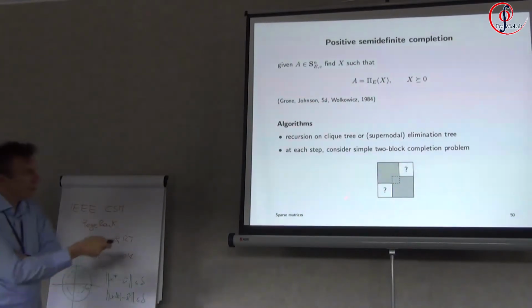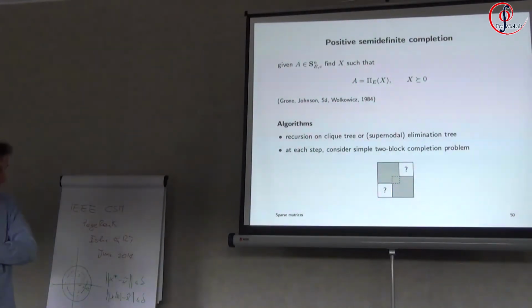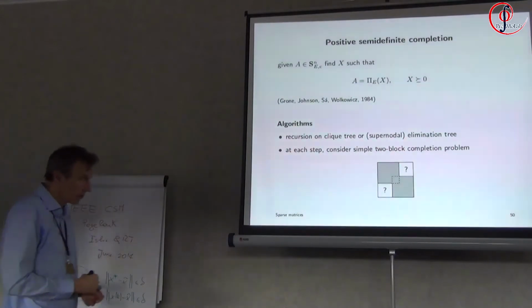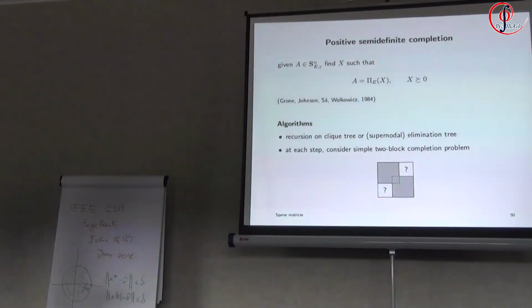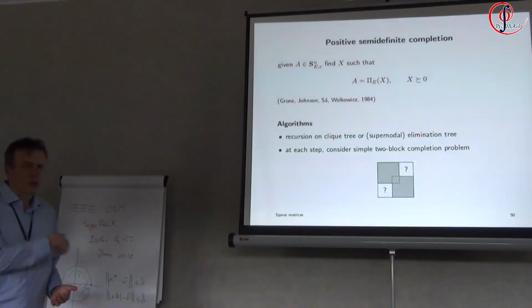And then if you can do it for this simple pattern, you can work out a recursive method to do it for a general chordal pattern by some kind of recursion on the clique tree. You take two cliques at a time and merge them, and then reduce your clique tree until you just have a single large positive semi-definite clique. So algorithms for positive semi-definite completion can be formulated efficiently as a recursion on a clique tree or an elimination tree, or supernodal elimination tree, as we discussed in the first part.